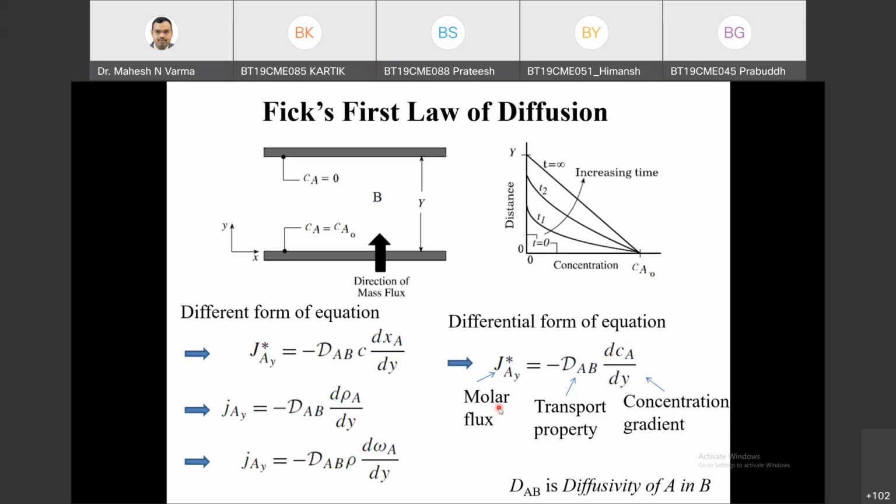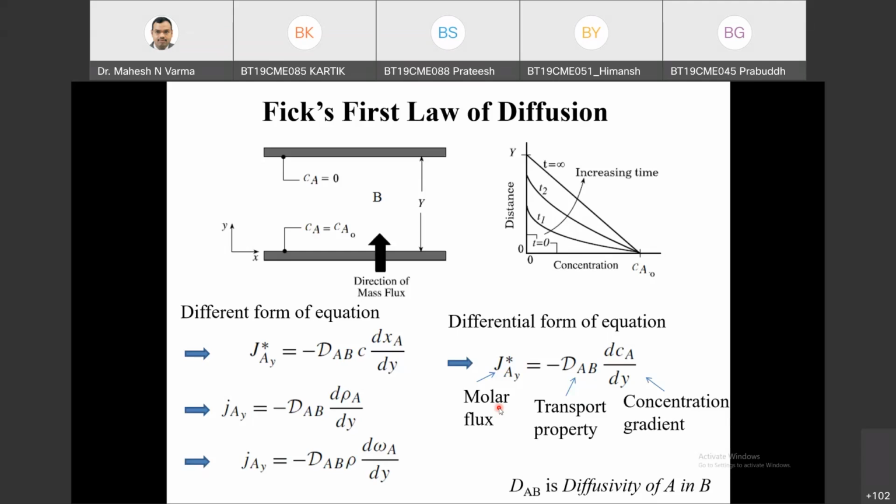So now, how many of you are convinced that this Fick's law of diffusion is similar to Fourier law of heat conduction, which is similar to Newton's law of viscosity? If you are convinced, you can write yes in the chat box. If you are not convinced, you can write no in the chat box. Okay, almost everybody is writing yes.